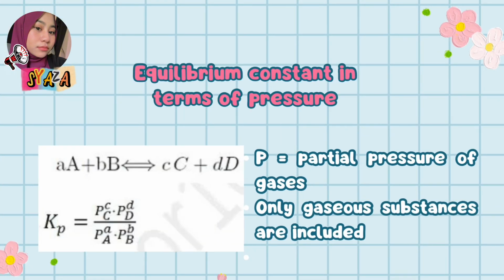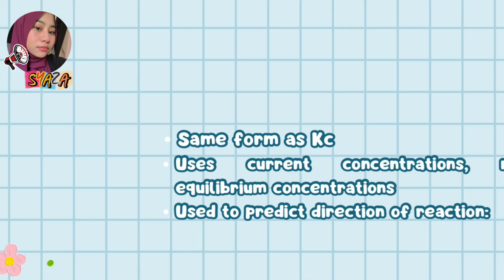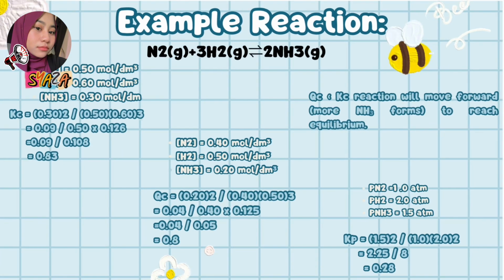Kp, equilibrium constant for pressure. What is Kp? Kp is used for gaseous reactions. It uses partial pressure instead of concentrations. And then Qc, the reaction quotient. What is Qc? Qc has the same formula as Kc, but it uses current concentrations, not equilibrium ones. It tells which direction the reaction will move. These are example reactions.